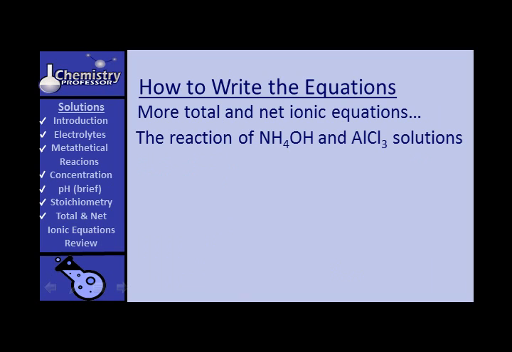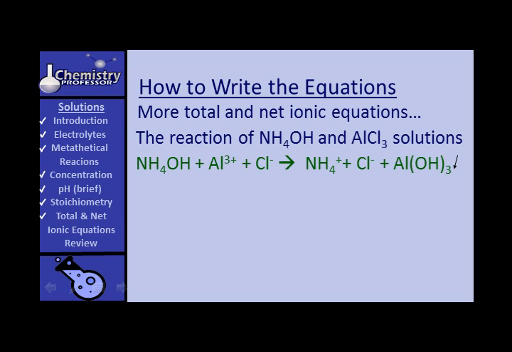Let's look at the reaction of ammonium hydroxide and aluminum chloride solutions. Now, when we write this out as the total equation, how do we write the ammonium hydroxide? It's a weak base. And how do we write the aluminum chloride? It's a soluble salt. So we write these as ammonium hydroxide molecules plus aluminum ions and chloride ions. And they react to produce ammonium ions and chloride ions and aluminum hydroxide precipitate. Now we have that reaction.